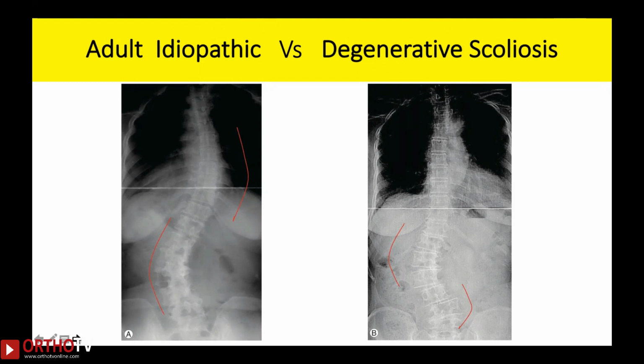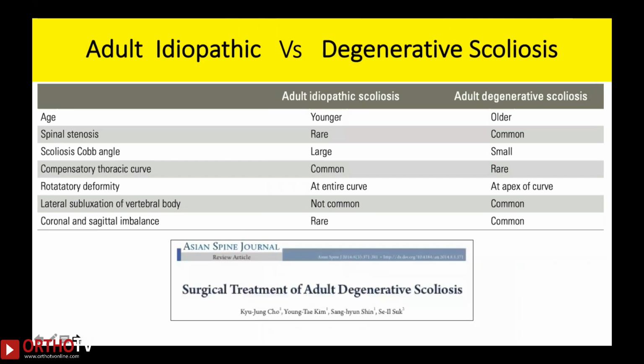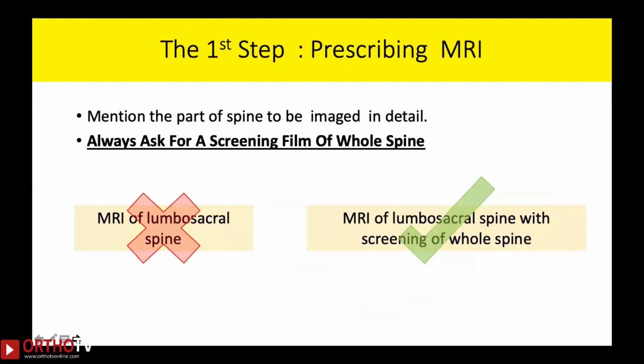So these are usually thoracic with lumbar scoliosis. So this could be seen in even younger population. And these patients usually do not have spinal stenosis. Unlike the degenerative scoliosis, which is usually seen in older population, they have significant canal stenosis and the curve is not usually that big, and there could be sagittal imbalance in addition to the coronal imbalance.